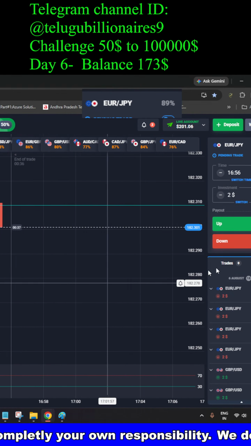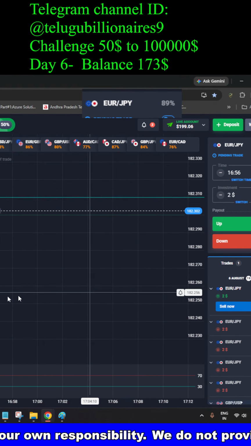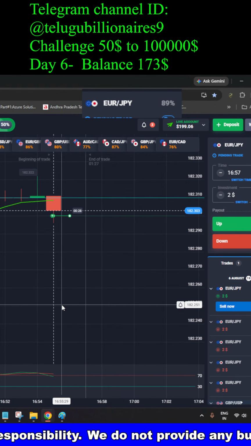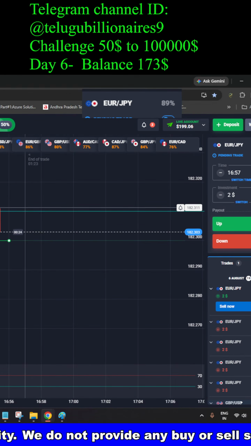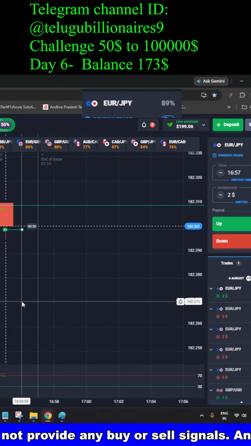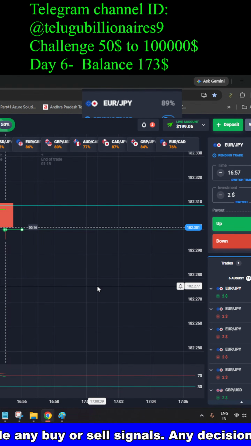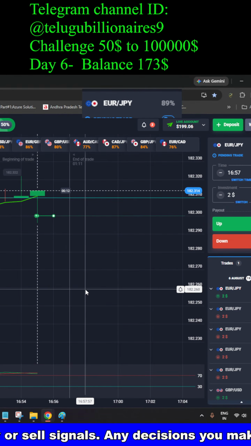Here, this is closed. We'll see. Good margin, I got it. So this candle is closed above this high. Okay, we'll see what happens. Very good margin here. Very good margin.